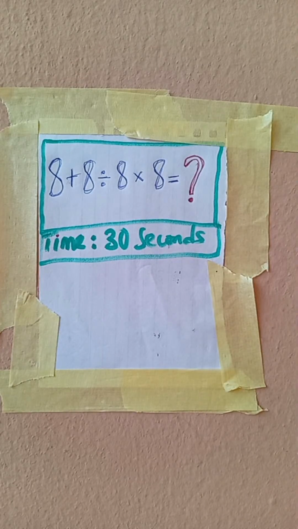So tell me what 8 plus 8 divided by 8 times 8 is.